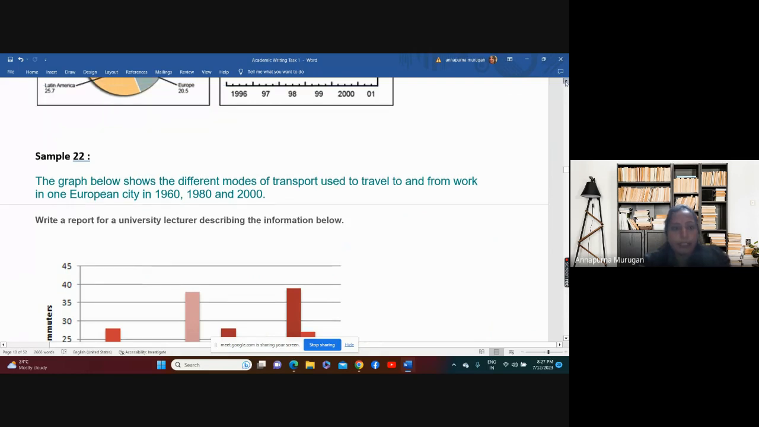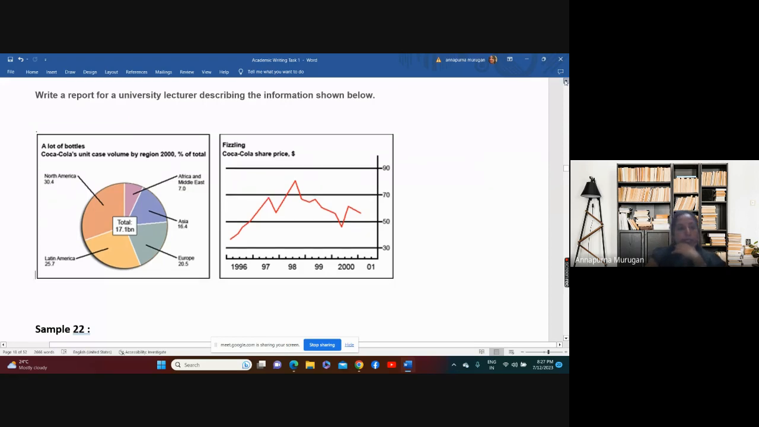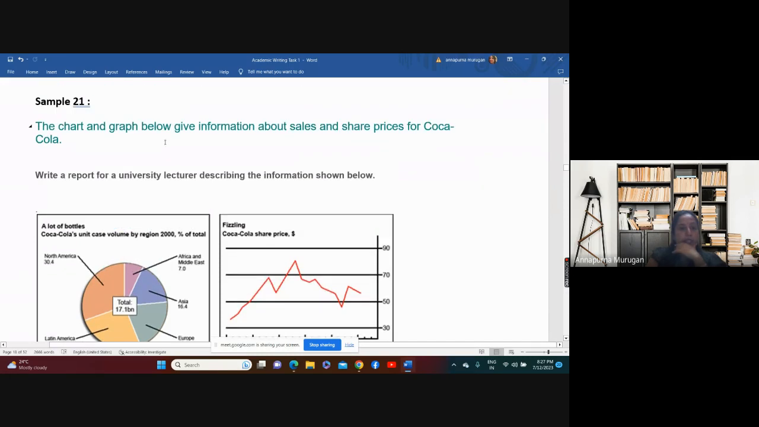I'll just give you the hint here. What is the thing here? Lots of bottles. So Coca-Cola's unit case volume by region, 2000, percent of sales. So what is it saying? The chart and graph below give information about sales and sharp price increases for Coca-Cola. That means how it is sold. This is talking about the sales, and this is talking about the sharp price increase.